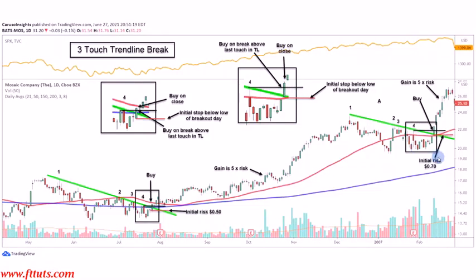But even if you bought on the close, you had an initial risk of only 70 cents at the low of that bar, which was very manageable. And very quickly, you had 5 times your risk. And we know that this stock went on to be a huge winner.